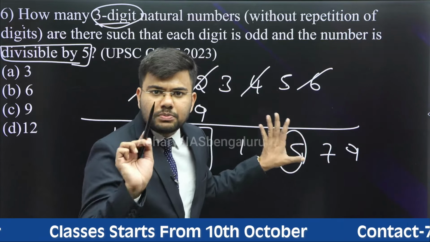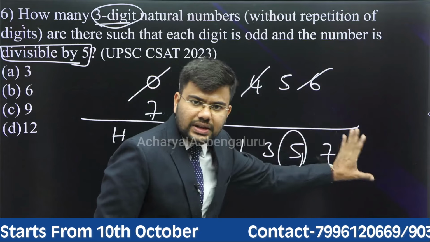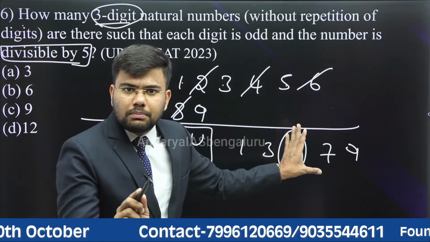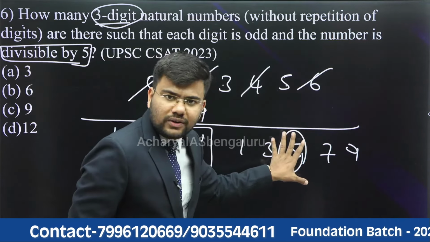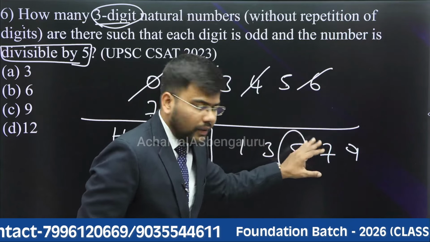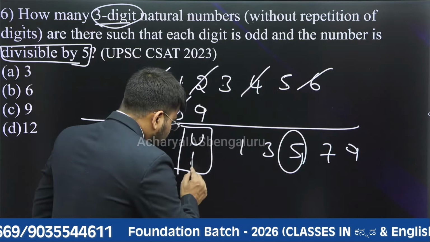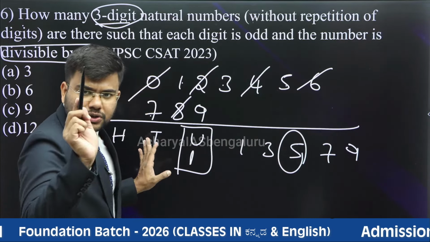Why only 5? Because they are telling that each digit has to be odd. Hence I have taken 1, 3, 5, 7, 9. But the second condition is that the 3-digit number should have only odd digits. That is the reason I have chosen only 5. Out of these, it should be divisible by 5. Hence I will take only 5. So in the units place, I can put only 1 digit, that is only 5. Coming to the tens place, now you have to tell me the answer.